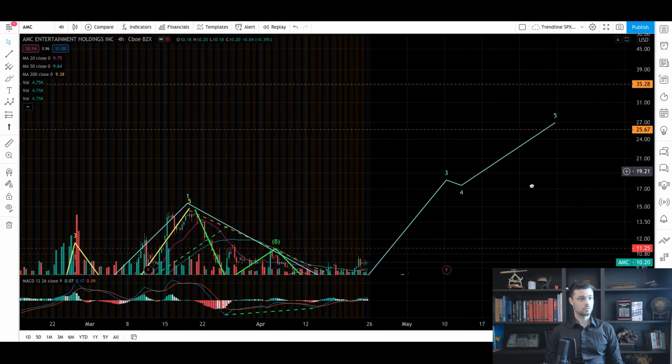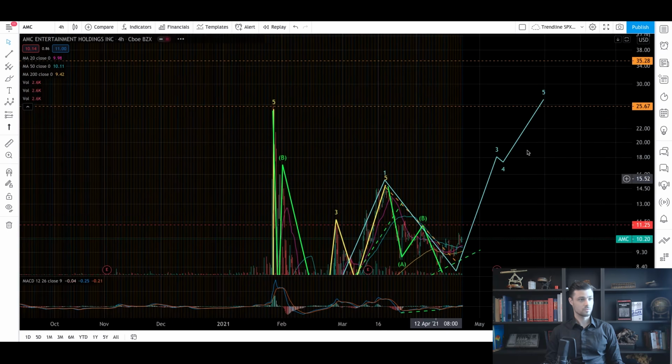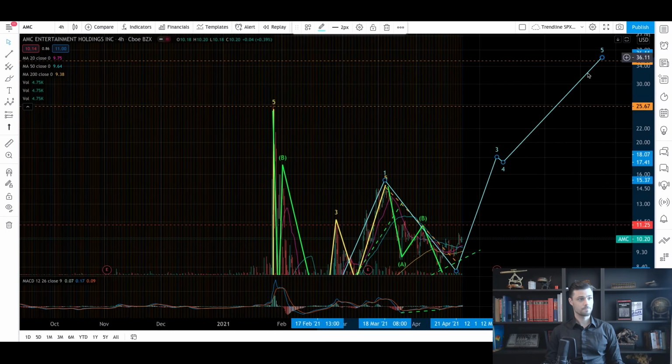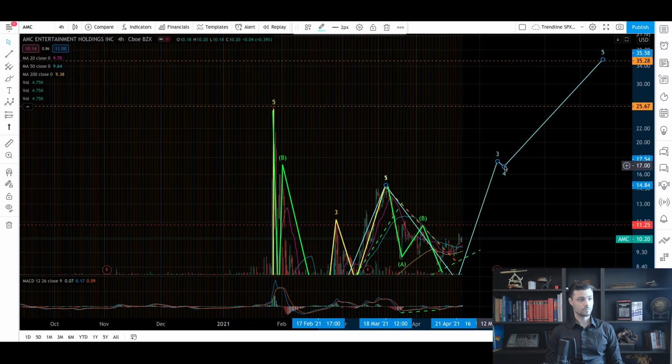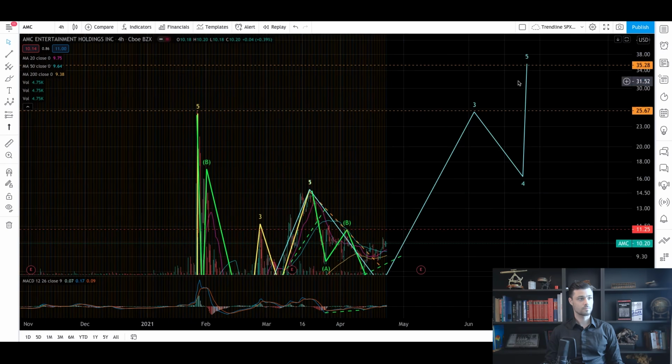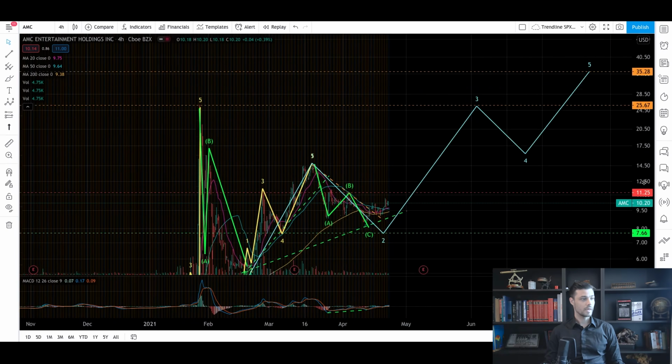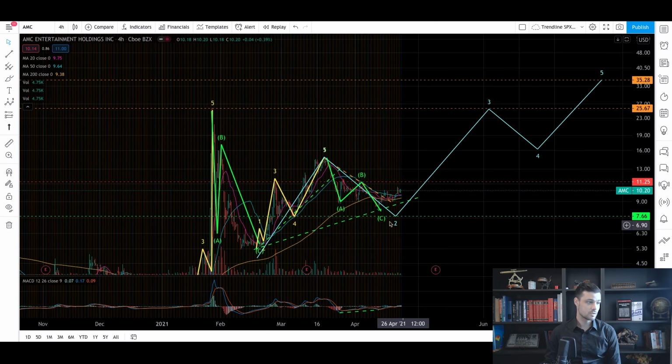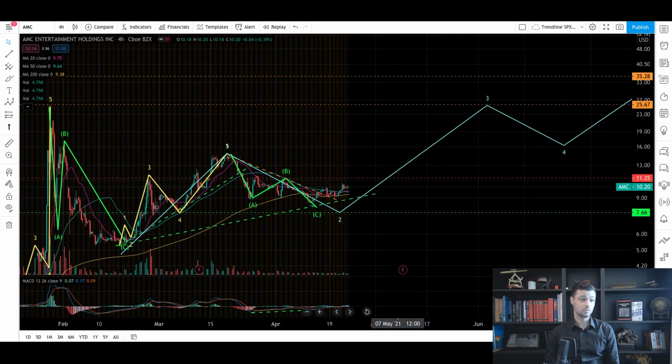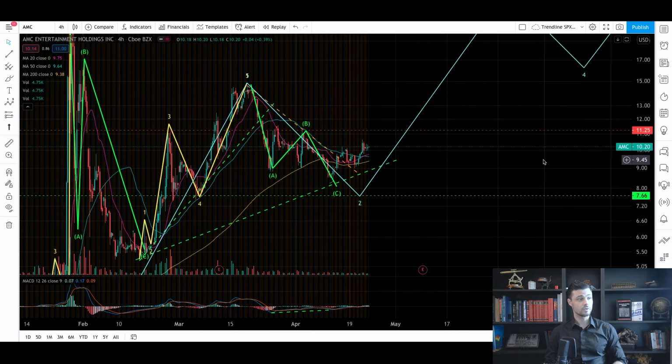Something like this. And the question I'm having is, is wave 2 complete or not? So to answer this question, you have different techniques.